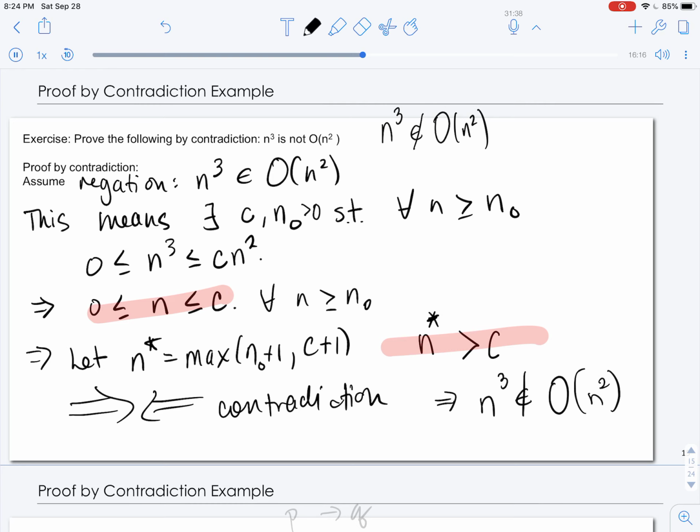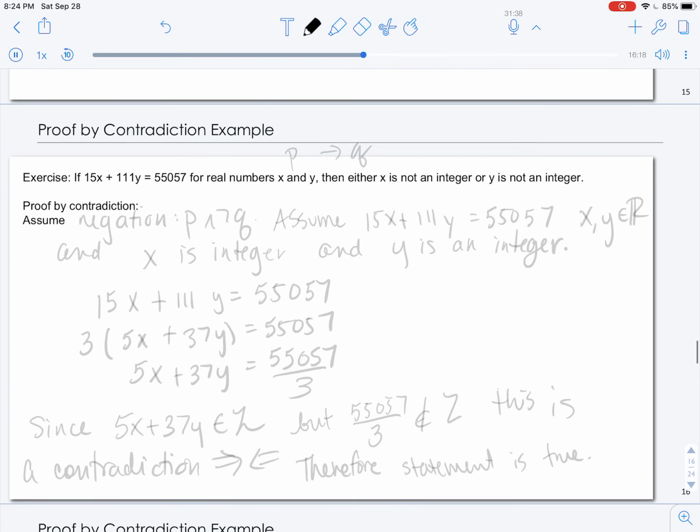Let's consider another example of a proof by contradiction. In this example, we are going to be considering an implication. Our implication is: if 15x plus 111y equals 55,057 for real numbers x and y, then either x is not an integer or y is not an integer.